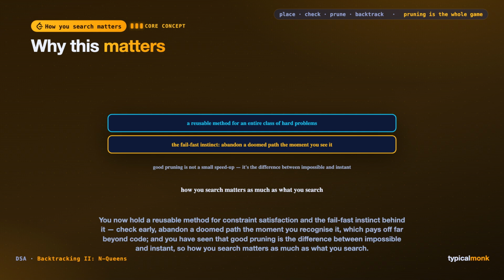So the takeaway: you now hold a reusable method for constraint satisfaction and the fail-fast instinct behind it, abandoning doomed paths early as well. And you have seen that good pruning is the difference between impossible and instant, which is why how you search matters as much as what you search.